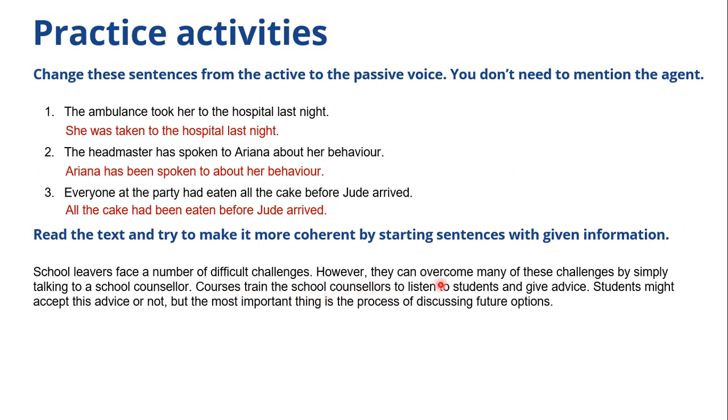Can you see here? Students might accept this advice or not. See this sentence. This is the object. Okay. Can you guess now this? Change the sentence into passive to make it more coherent. If you can guess, let's see if your answer is right or not.